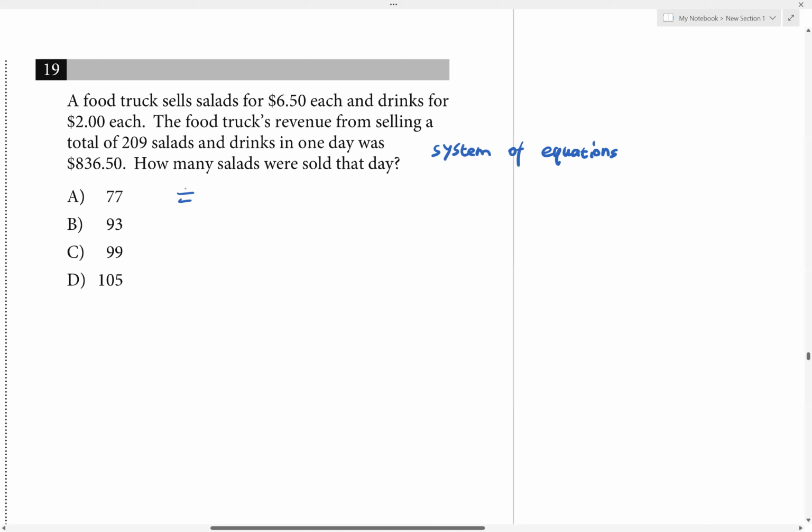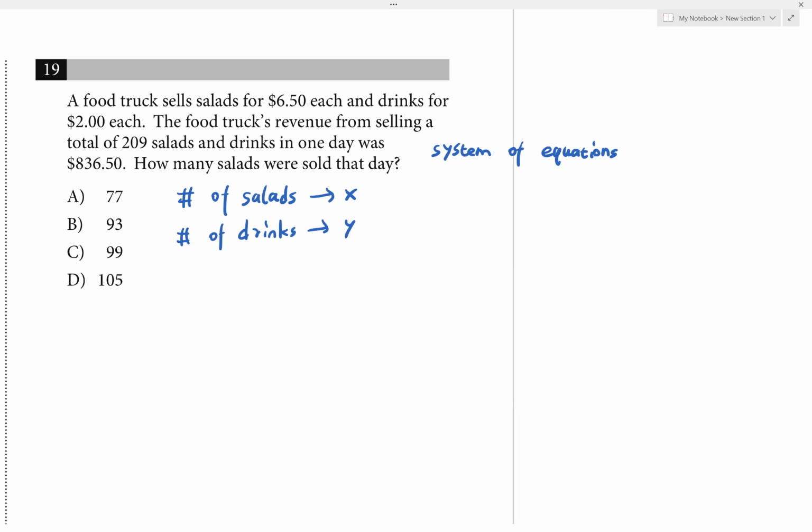We can say the number of salads, let's call that X. X represents the number of salads. And then the number of drinks, let's call it Y. So if the total number of salads and drinks is 209, then we can say X plus Y, the total number of salads and drinks, should equal 209, because that's how many we have total. All right, so that's one equation.